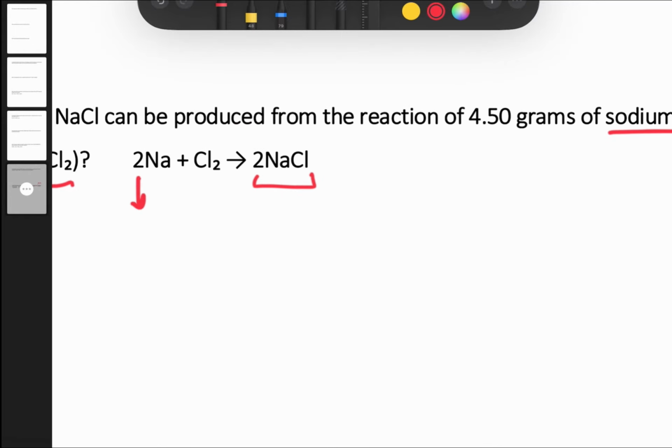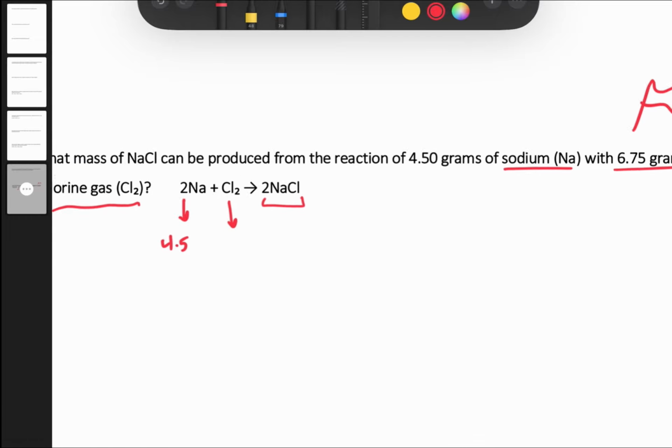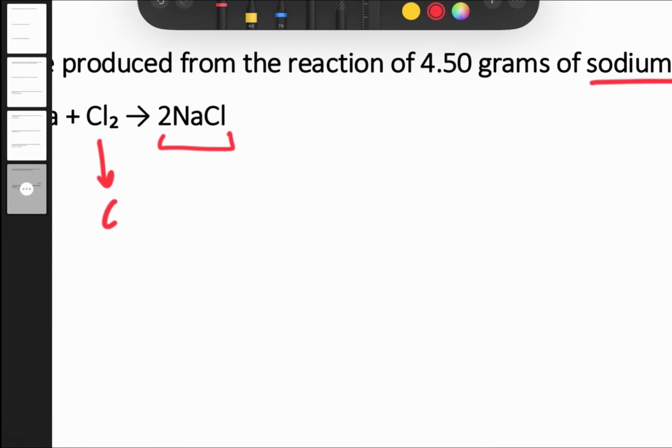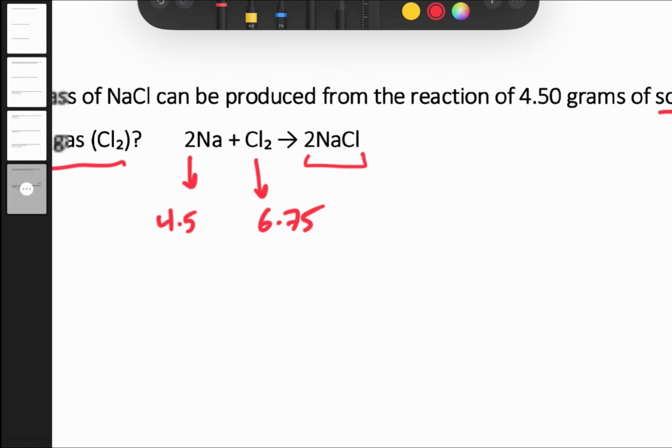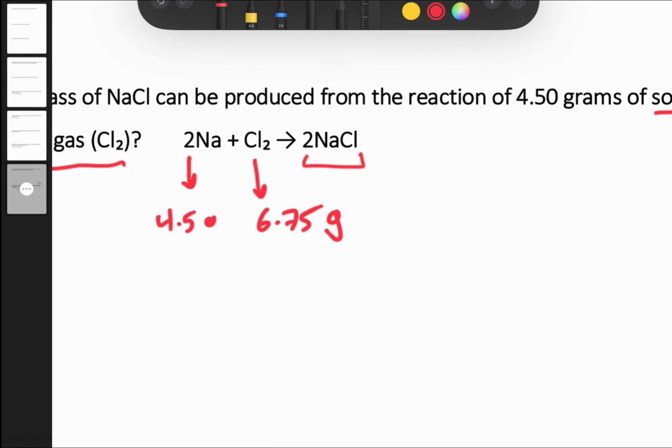You're given 4.5 grams of sodium and you're given 6.75 grams of chlorine. Once you're given the amounts of the two reactants, this is a red flag to calculate the limiting reactant. And the limiting reactant is the reactant that is used up first during the reaction. So once it's used up, the reaction stops.